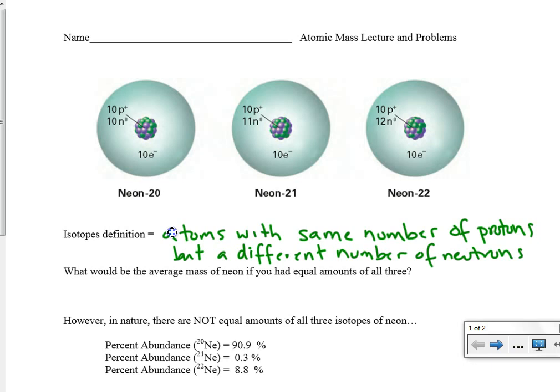If you were to find the average mass of neon, if you had equal amounts of all 3, well, the mass of one of these is 20, another one's 21 and 22. If you were to find the average of those 3, 20 plus 21 plus 22, that would give you 63. To find the average, dividing it by 3 would give you 21. But in nature, there are not equal amounts of all 3 isotopes of neon.